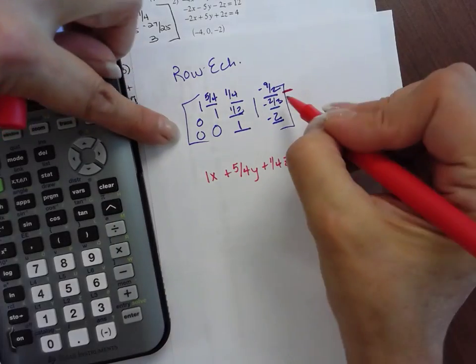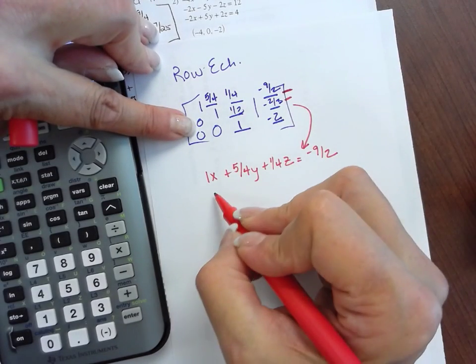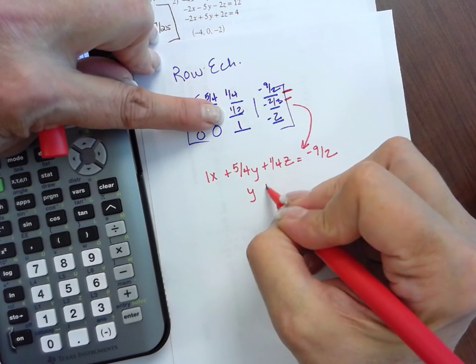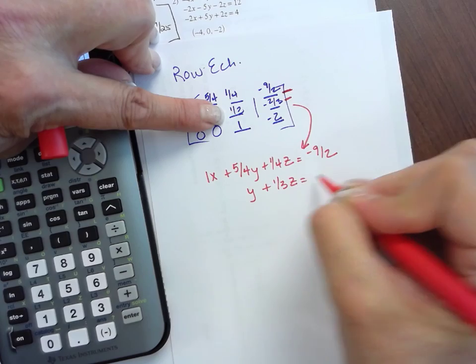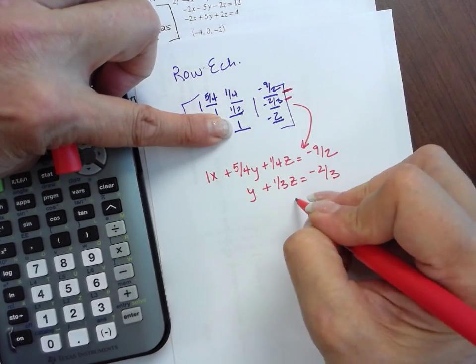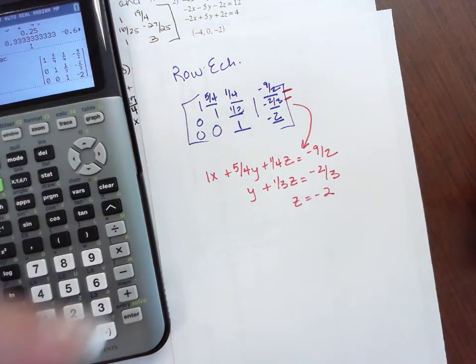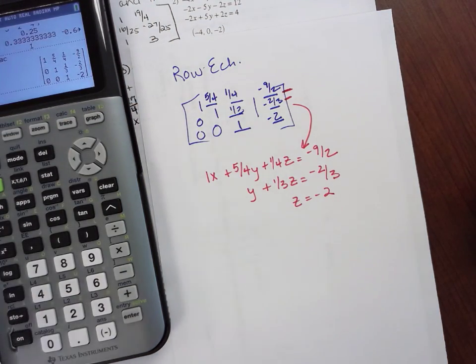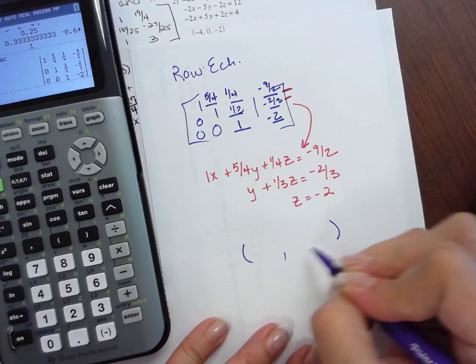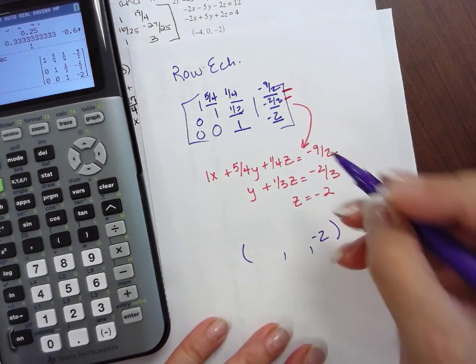Okay, and then from the second row, I have 0x, 1y, and 1/3 z equal to -2/3. And then my last one, I have z is equal to -2. Okay? Everybody good on that part? Carter, are you good on that part? Okay, because I'm looking for x, y, and z, and I know z is -2.